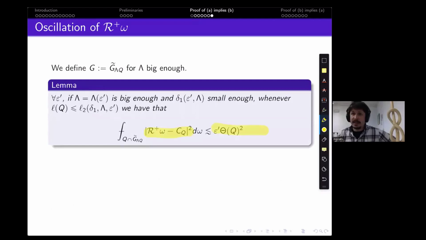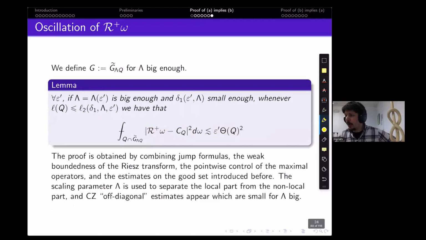That is exactly what we do, and this is the key idea. The key idea is showing this lemma. Once you have this lemma, all the other details can be filled. To prove this lemma, we just use jump formulas, weak boundedness of this transform, pointwise control by maximal operators, and some estimates of the good set that we have introduced before. And if you have doubts, what is lambda here? Lambda is used to separate the local part and the non-local part in certain typical Calderon-Zygmund estimates. So this will get small if lambda is big enough, and then you will get this epsilon. That's roughly the idea.